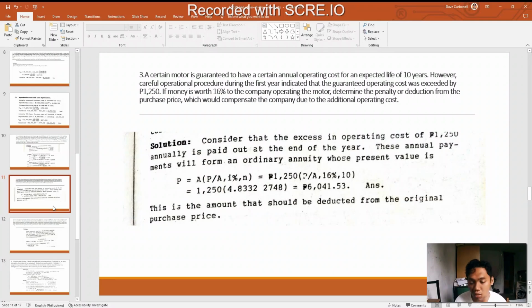So now it is 1,250 pesos times 4.83322748, which is equal to 6,041.53 pesos. So this is now the answer. This is the amount that should be deducted from the original purchase price.